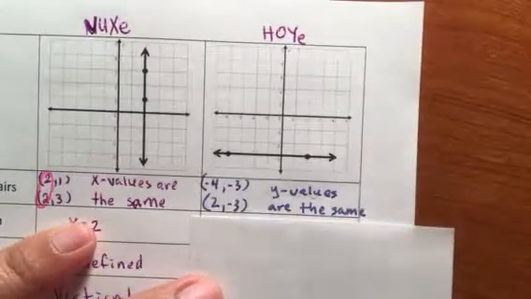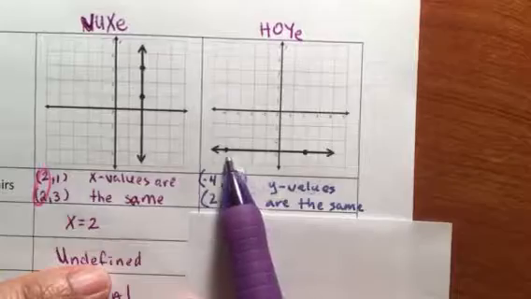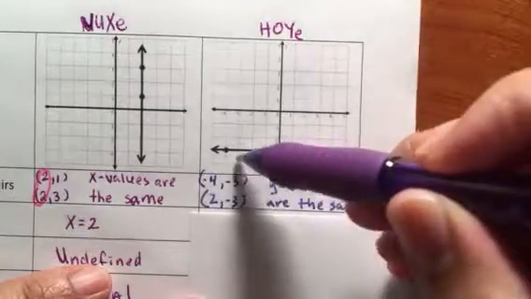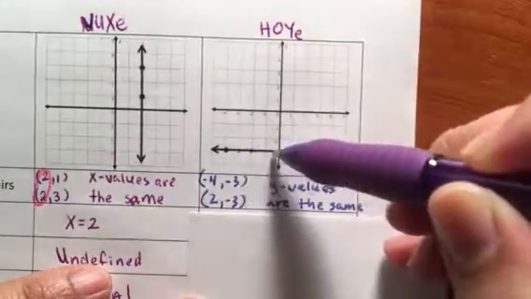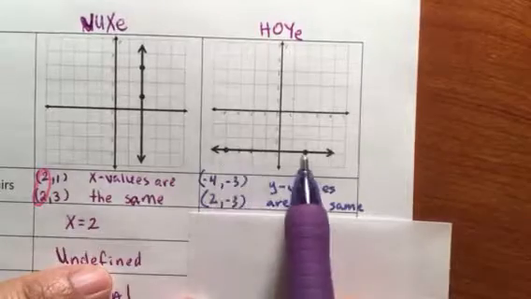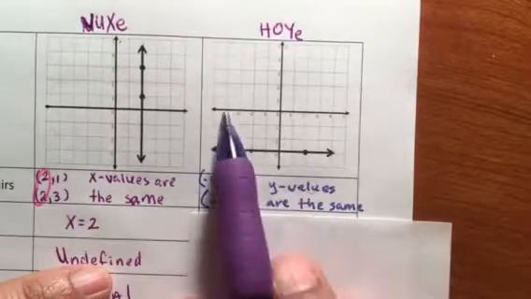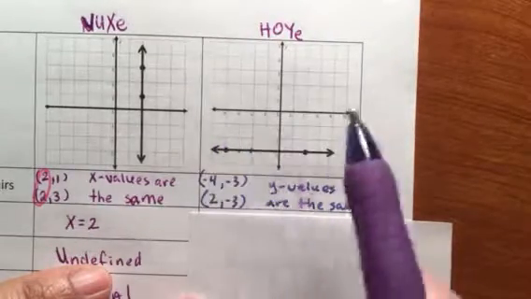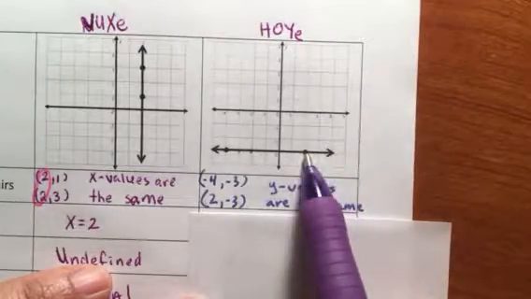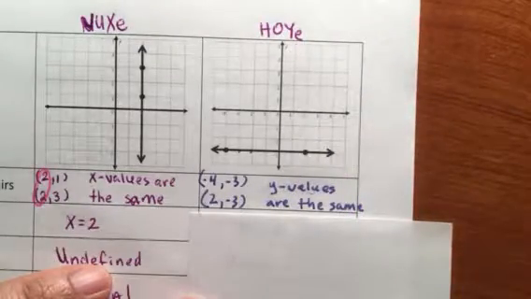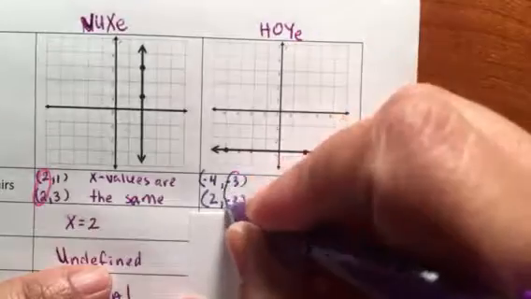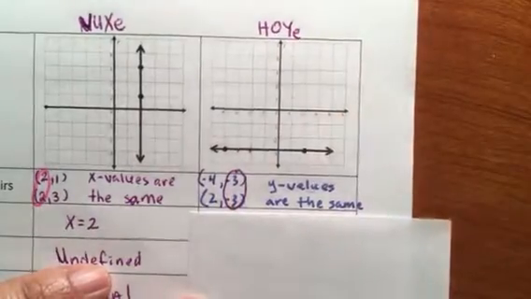So the two ordered pairs that I found, again, I could have picked anything on here. There's multiple points that are on here. But here's what I did. I picked the two that were already on there, which was -4, -3, and 2, -3. So what you should notice on this is that the y values are the same.